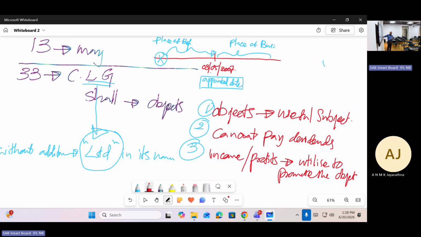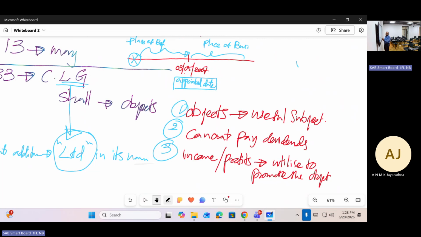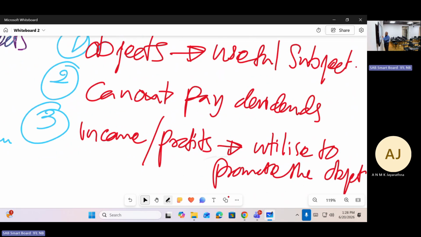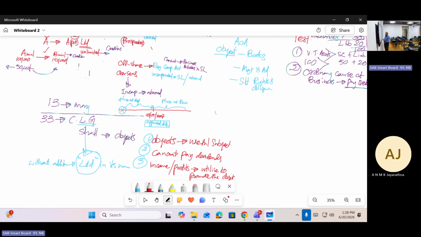The Registrar grants a license to this company, incorporated as a company limited by guarantee, but without addition of the word limited in its name. They need not mention the word limited in its name. So this is in regard to the company limited by guarantee: the special privilege granted to the company is only that they need not mention the word limited in its name.